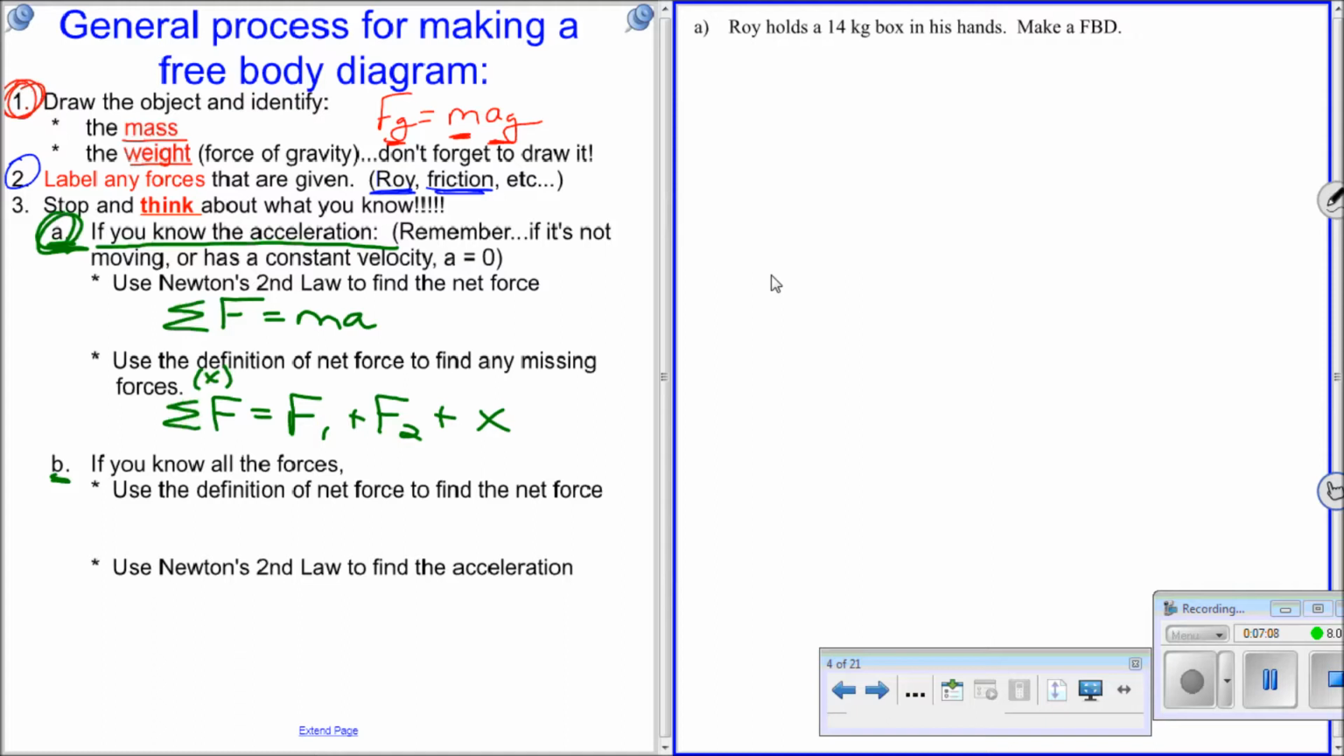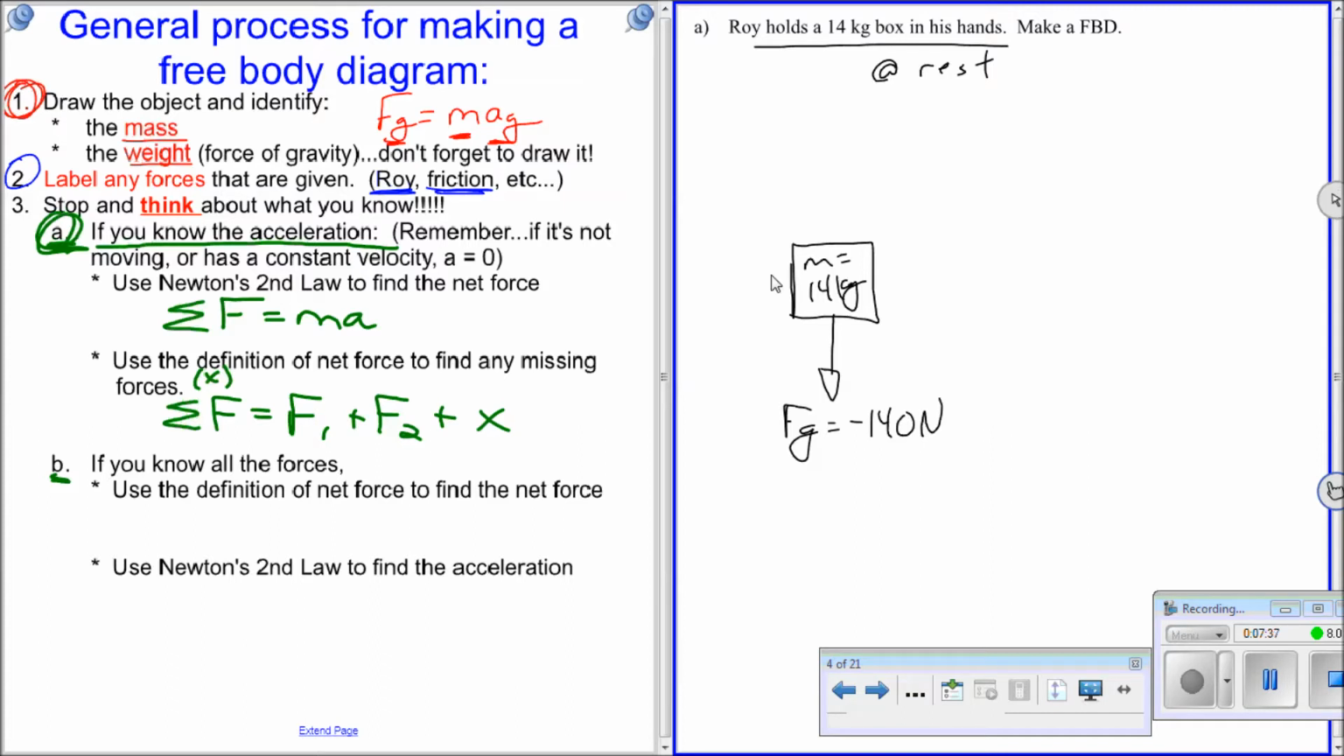So it says here Roy holds a 14-kilogram box in his hands, and I didn't write it, and I wish I would have. Let's assume that it's at rest. So step one, draw the object and identify the mass and the force of gravity. So draw yourself a little box, label the mass. Let's see, we've got to put in our force of gravity. So to find the force of gravity, remember you just multiply the mass by -10. So I'm going to get -140 newtons. So that's my step one.